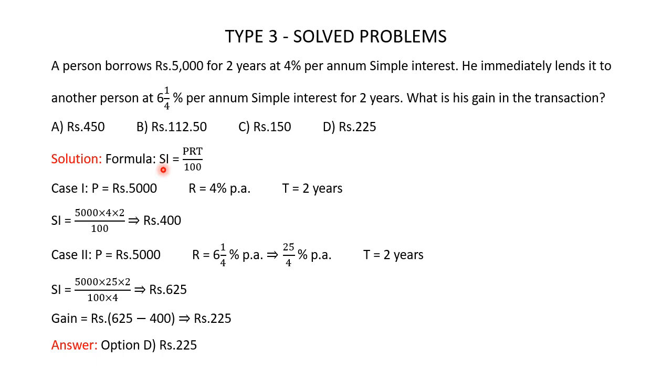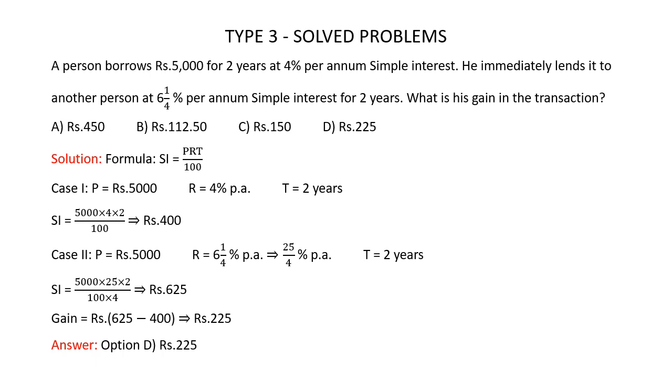Now we know that simple interest can be found out using the formula SI is equal to PRT divided by 100. Now in case 1 it's given that principal is rupees 5,000, rate of interest is 4% per annum and time is 2 years. Substituting these values in the formula here we get simple interest is equal to 5,000 multiplied by 4 multiplied by 2 divided by 100. On solving this we get the simple interest as rupees 400. So the simple interest is rupees 400 in case 1.